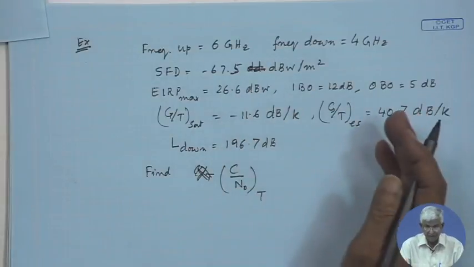You can do it in dB, it is much easier, but when you go from C by N naught up, to C by N naught down to total C by N naught calculation, then it is better what you get in C by N naught up in dB convert into ratio, C by N naught down convert into ratio, and then do the calculation for C by N naught total, convert back into dB hertz in the total.